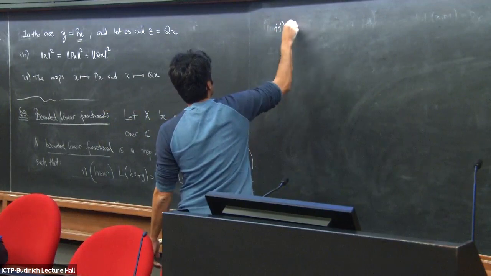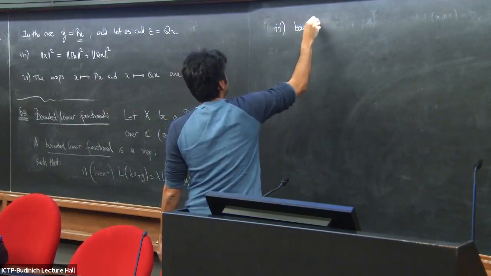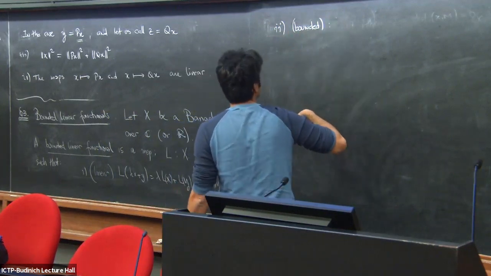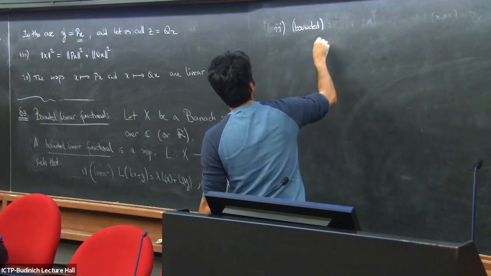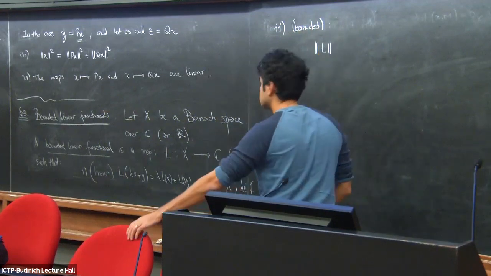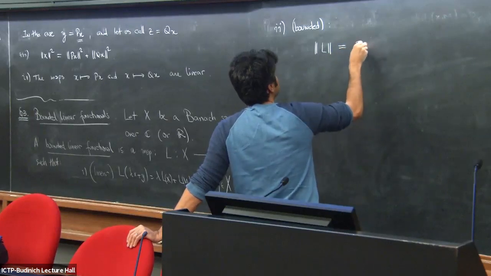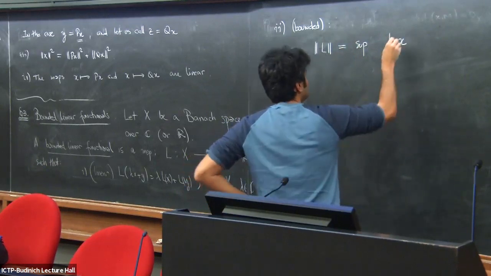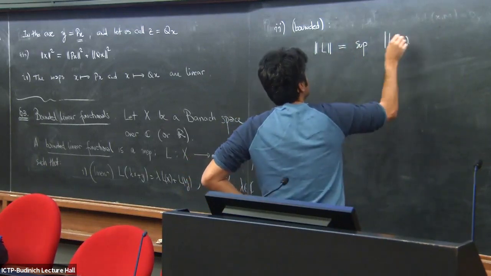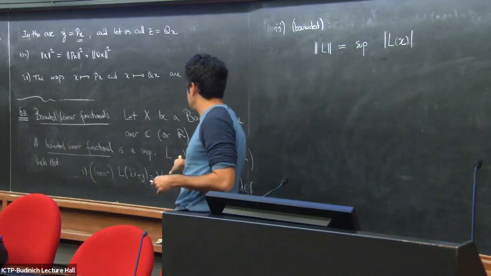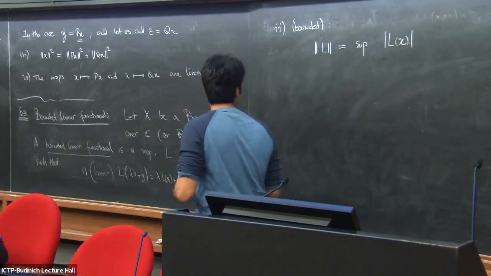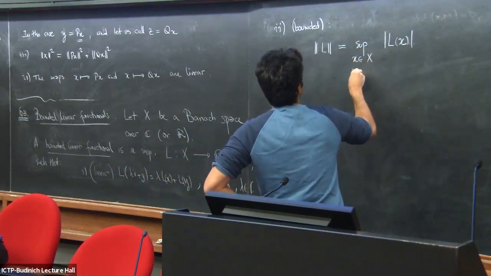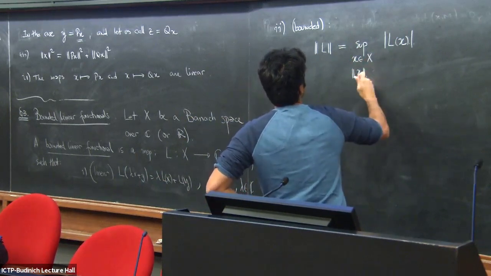It is bounded in the sense that this number, called the norm of L, which is just the sup of the modulus of L of x, right? If x is an element in your Banach space, L of x takes values in C. The sup is over all elements x in your Banach space X such that the norm of this little x is less than or equal to 1.